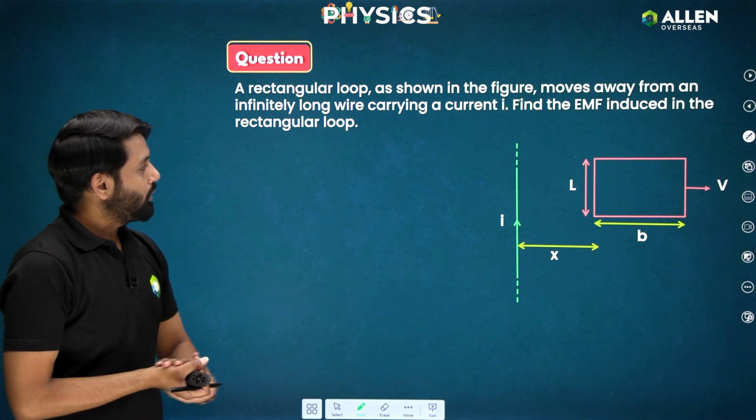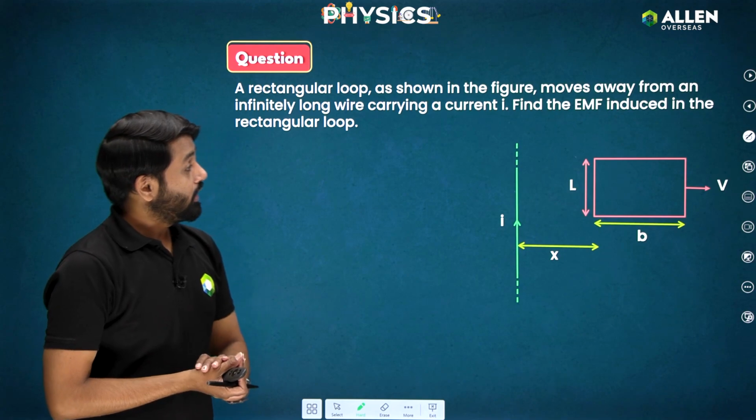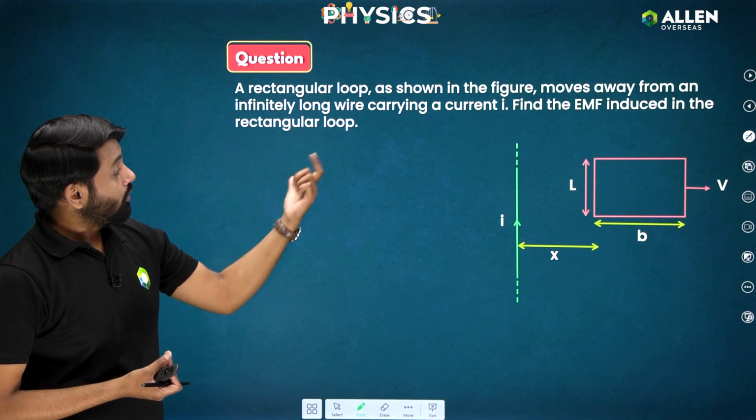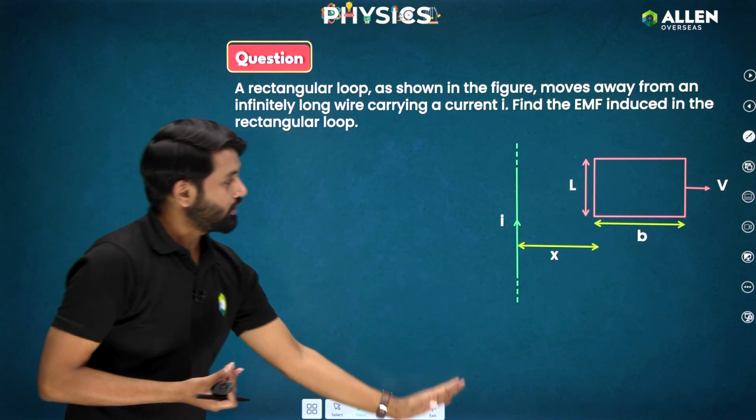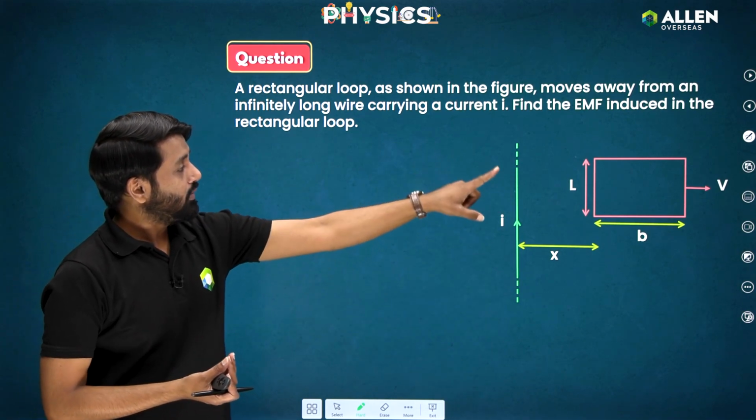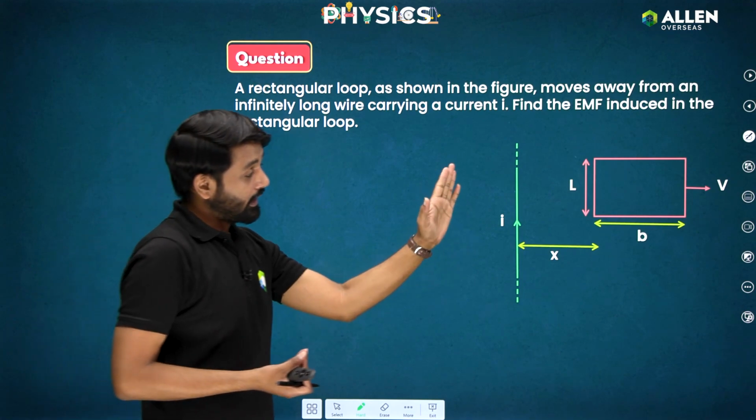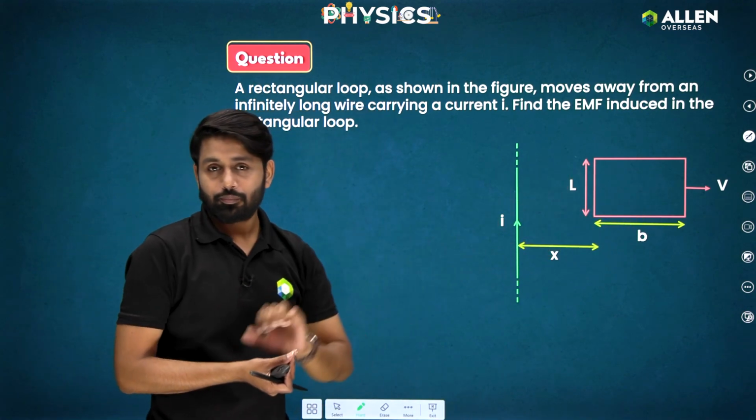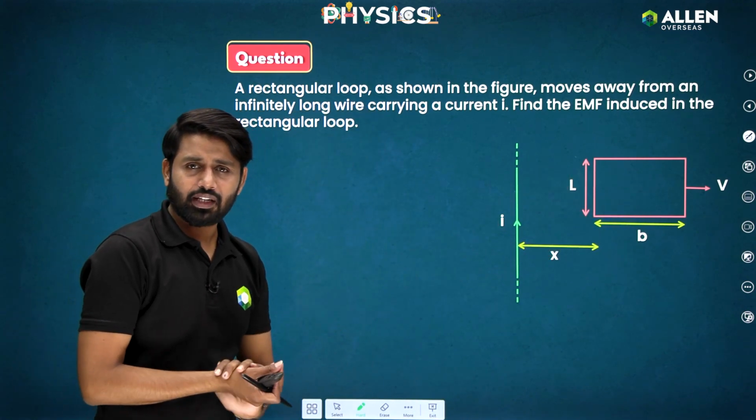A rectangular loop as shown in the figure moves away from an infinitely long wire carrying a current. Okay, so this is the infinitely long wire, and it is carrying a current I. Find the EMF induced in the rectangular loop. This rectangular loop is moving with constant velocity. Okay, sir, where is the magnetic field?